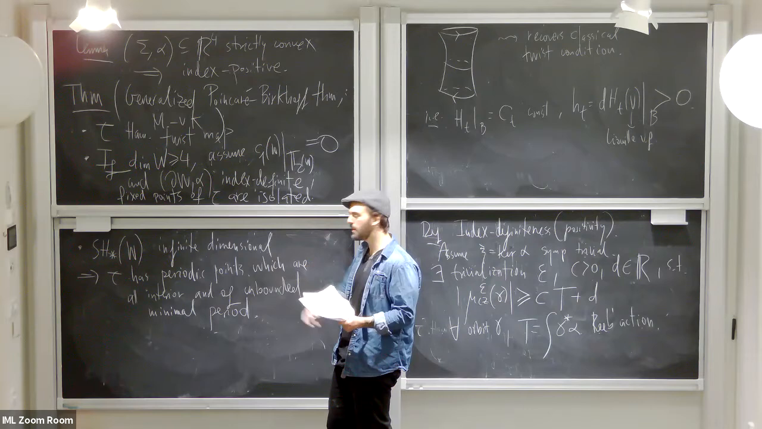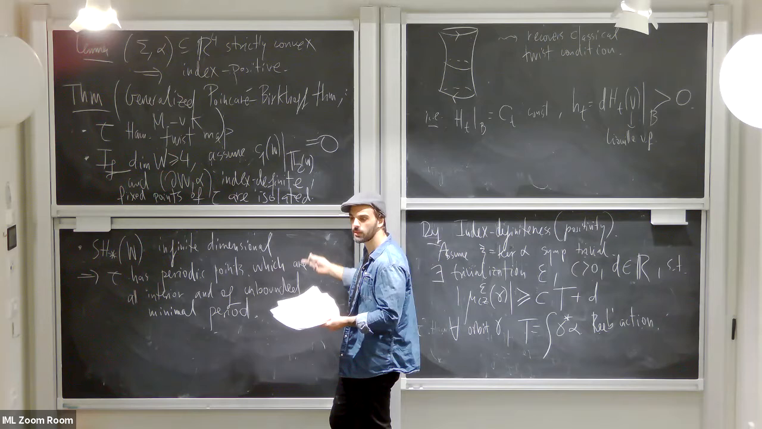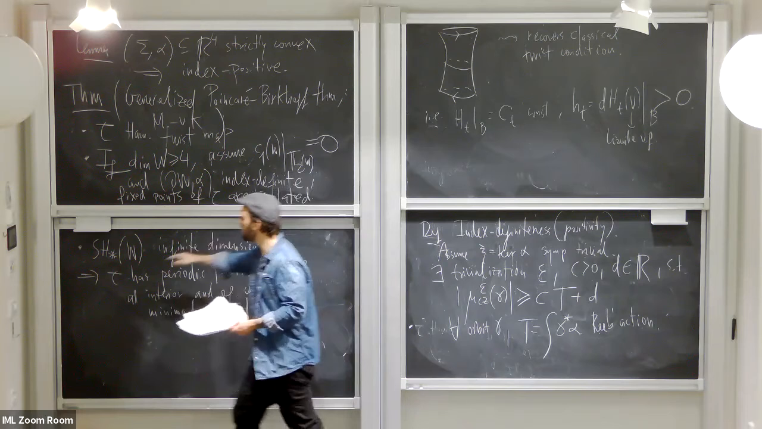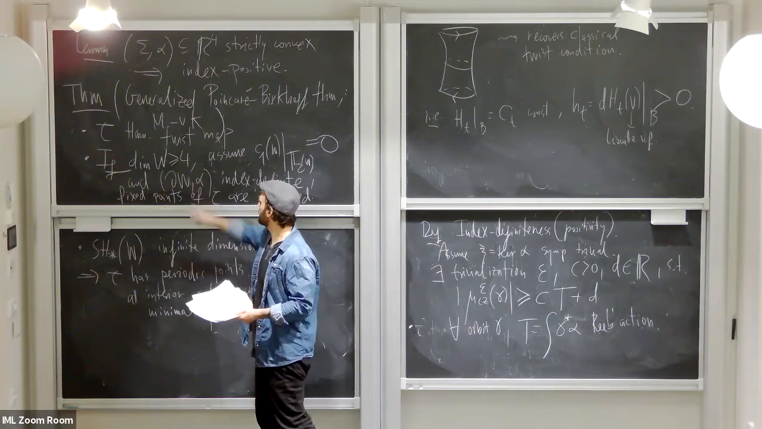This is certainly true for cotangent bundles, in particular the case of T*S2. And this is also another technical assumption which has to do with the gradient in symplectic homology, but it's also satisfied for cotangent bundles. And this index definite condition, we saw that it's also implied by more natural convexity assumptions.